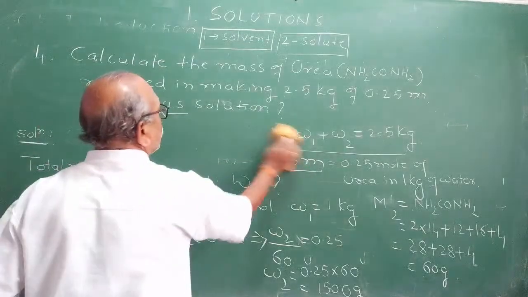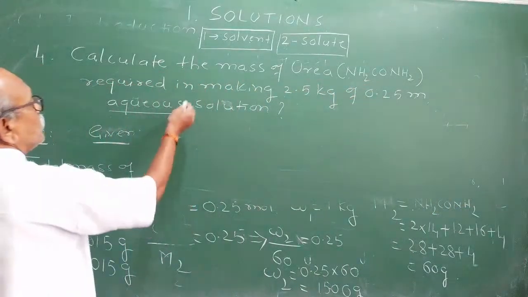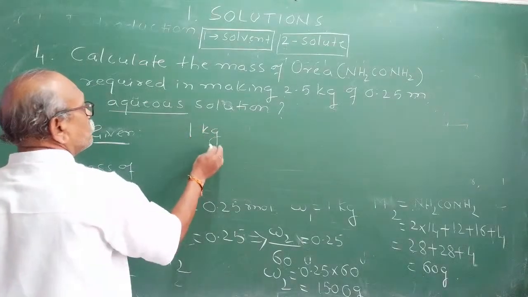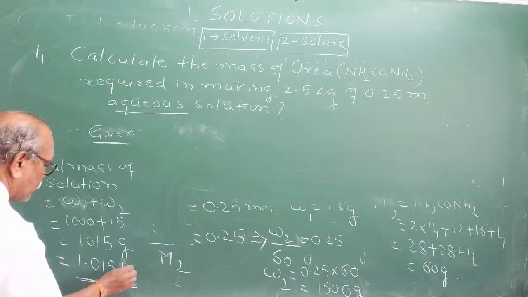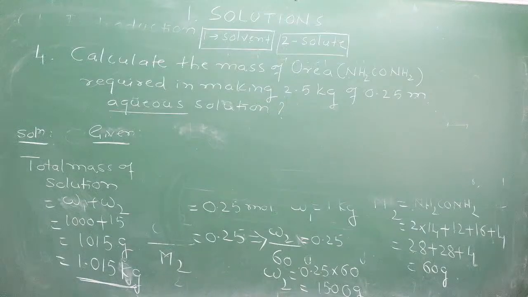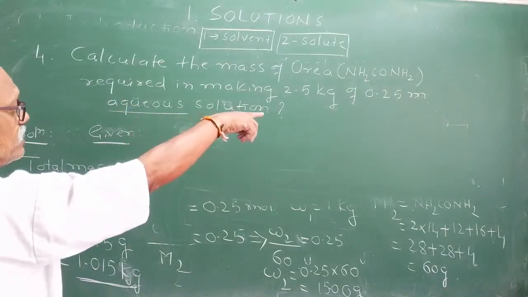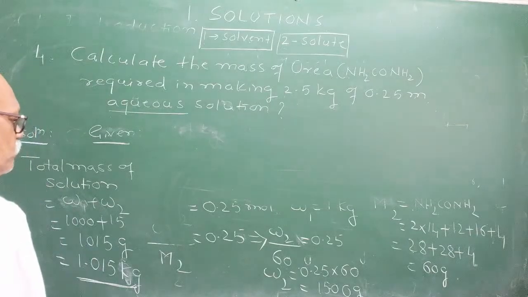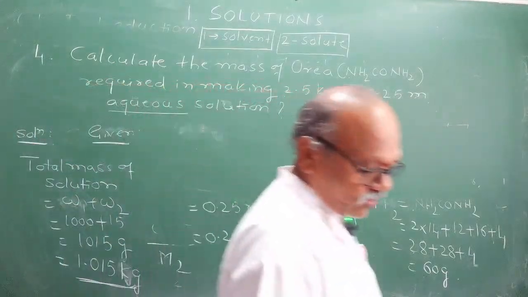Now, how can you get to make 2.5 kg, right? To prepare 1.015 kg solution, convert this gram into kg, shift 3 decimal points to the left. Now you can calculate the mass of urea required in making 2.5 kg of 0.25 molal aqueous solution, right? 2.5 kg. How can you get 1.015 kg?